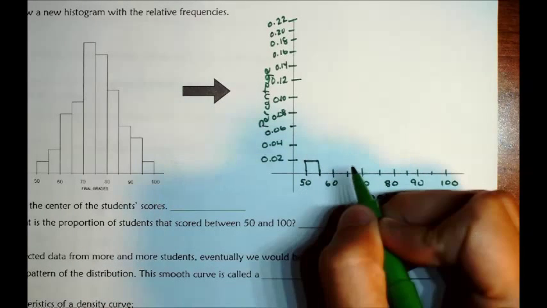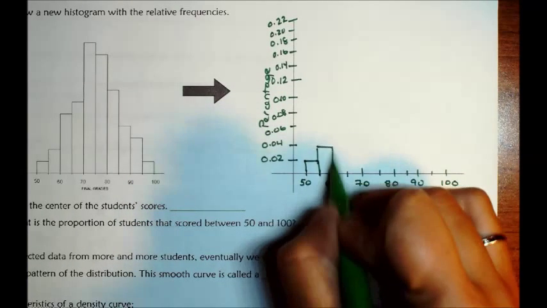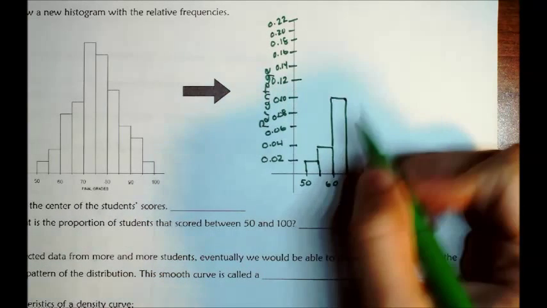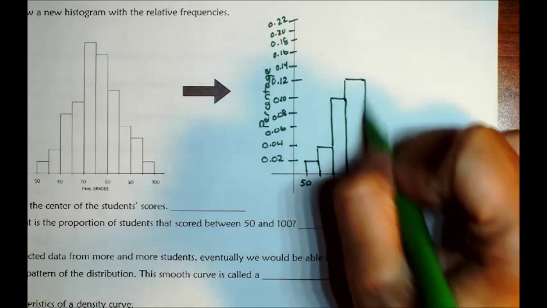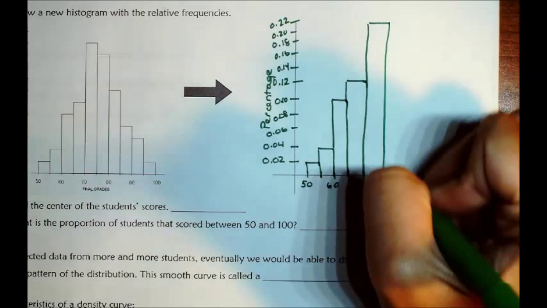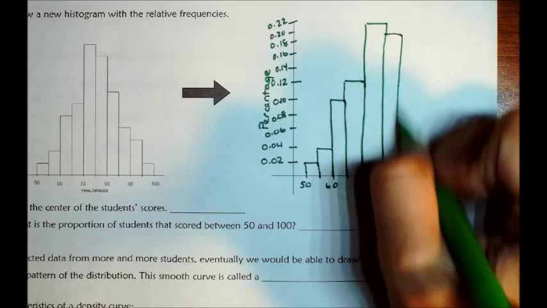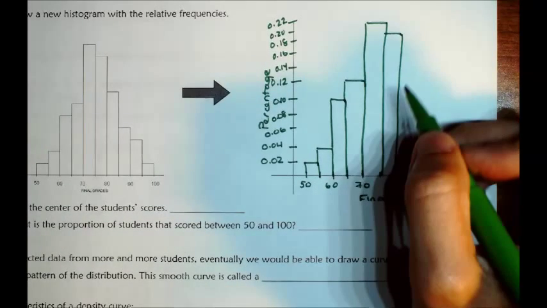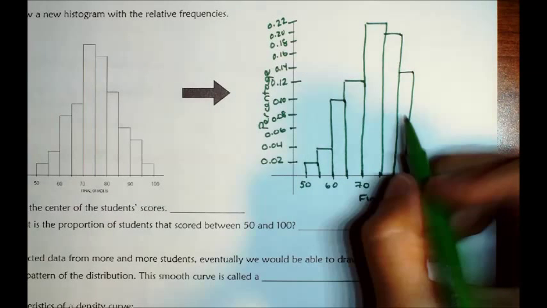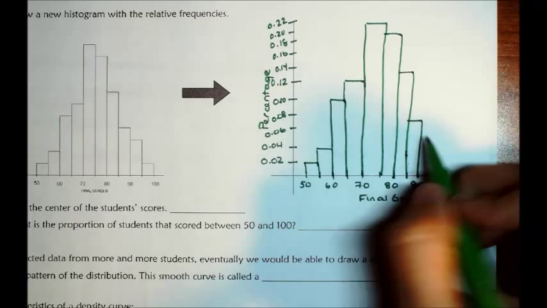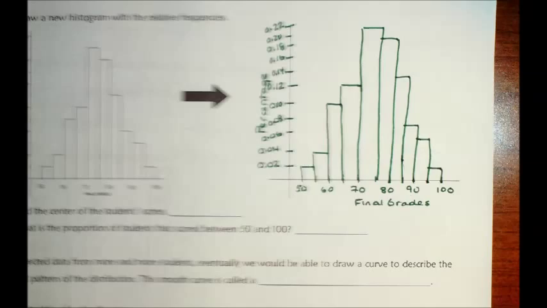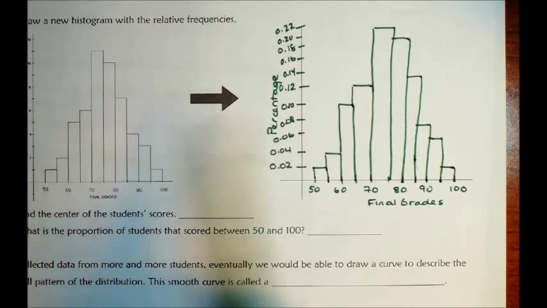The next one was 4%, 10%, 12%, 22%, 20%, 14, 8, 6, and 2. So besides my poor drawing, we can see that the shape of this doesn't change.